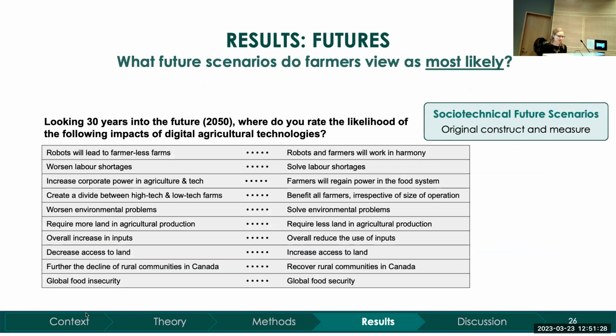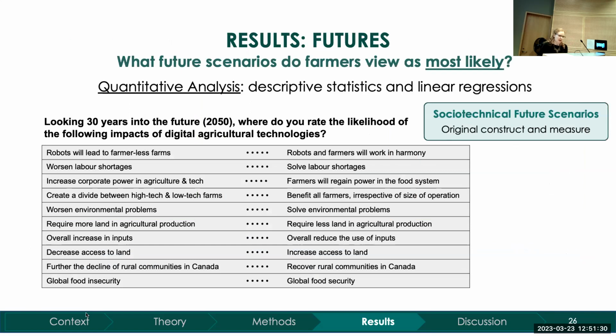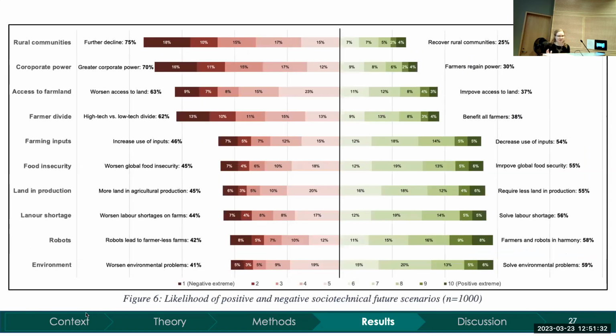Okay, so now we'll move to the futures results. This is my favorite figure, the favorite chart I've ever made, but there's a lot going on here, so I'll walk you through it. Each of these bars is one of the 10 scenarios that we asked farmers about. They each had to list the most likely scenario for the future on a scale of 1 to 10. And then the percentages are the percentage of respondents that answered in each of these bins of 1 to 10.